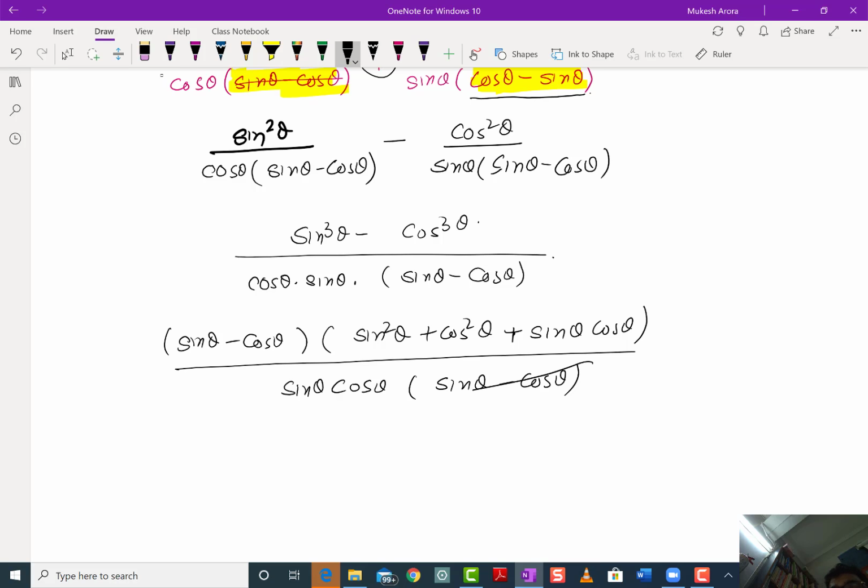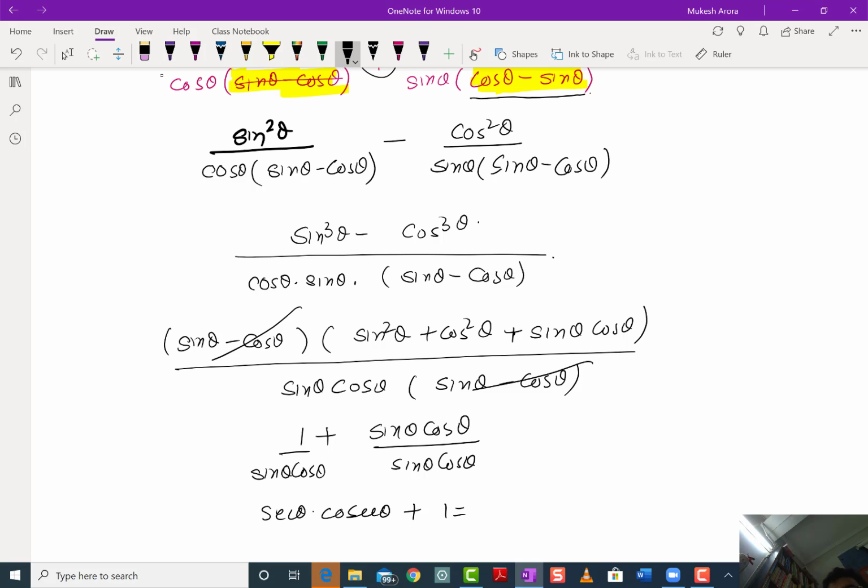This is cancelled. Sin square theta plus cos square theta is 1, plus sin theta cos theta. We will separate it: 1 upon sin theta cos theta plus sin theta cos theta upon sin theta cos theta. We will do the reciprocal of this. It will be secant theta into cosecant theta plus 1, which is equal to RHS.